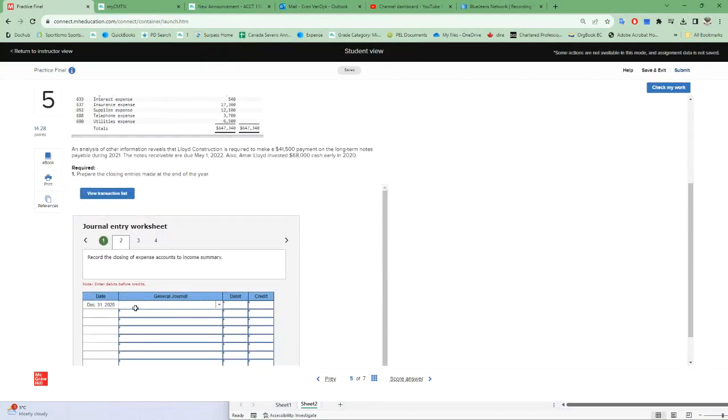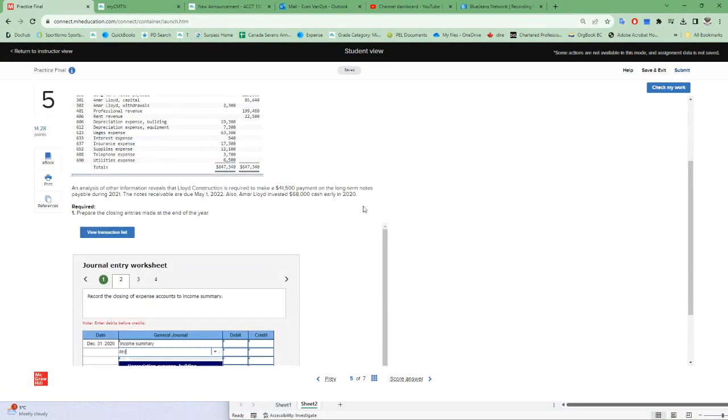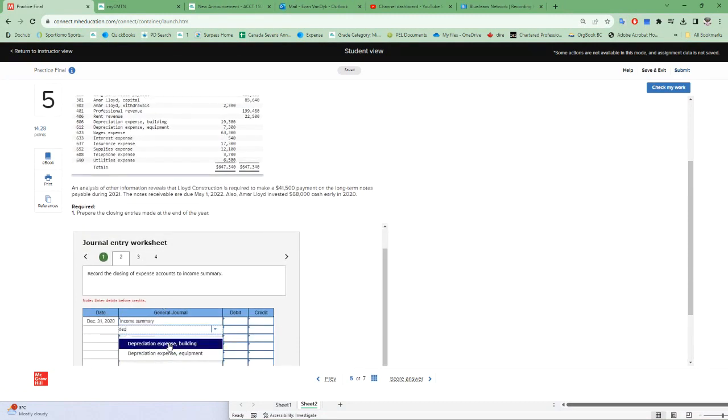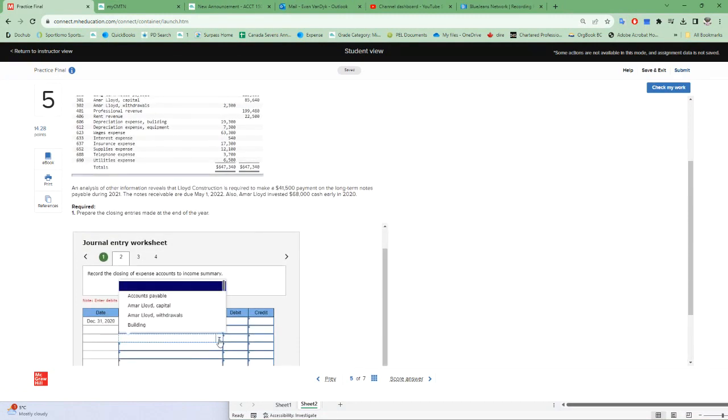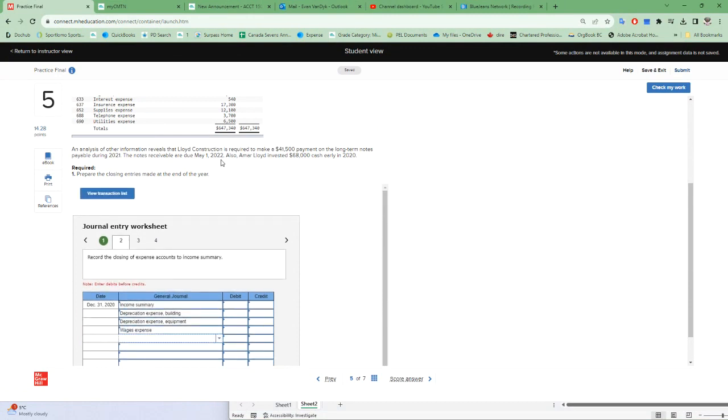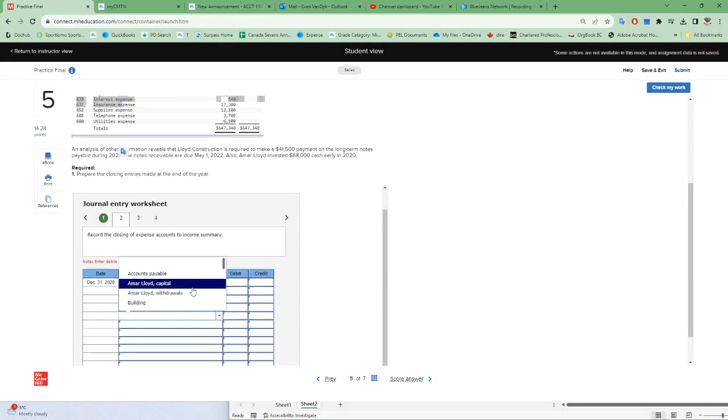Now E, we're going to do our expenses. So we know it's going to be debiting our income summary because we have to credit all of our expenses. So our expenses are here. So we have our depreciation expense, starting with building. Equipment. We had wages expense next. We've got interest, then insurance expense.